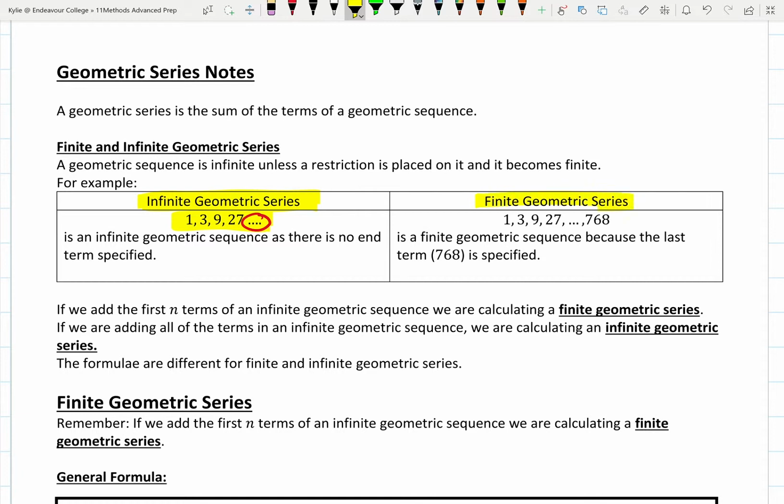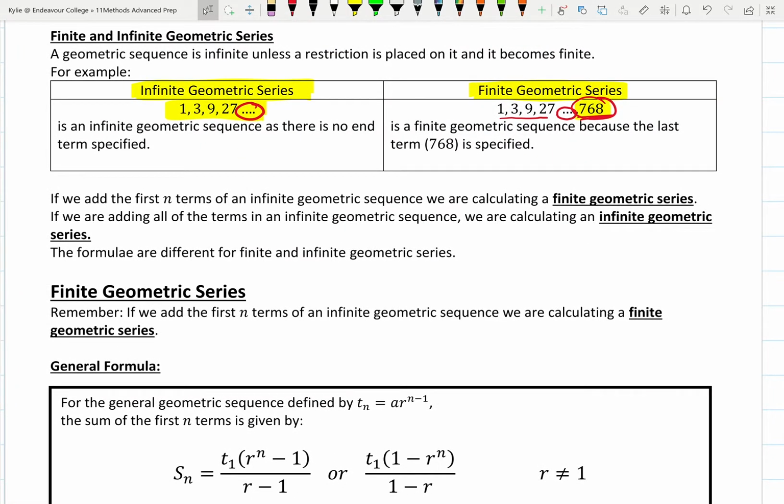On the right-hand side, we've got a different example of a finite geometric series, and this is the sum of a finite geometric sequence because the last term is specified. So we add every term in this sequence, including all the terms in the middle, but stopping at 768. So if we're adding the first n terms of an infinite geometric sequence, we're calculating a finite geometric series. If we add all of the terms, we're calculating an infinite geometric series. And the formulas are slightly different.